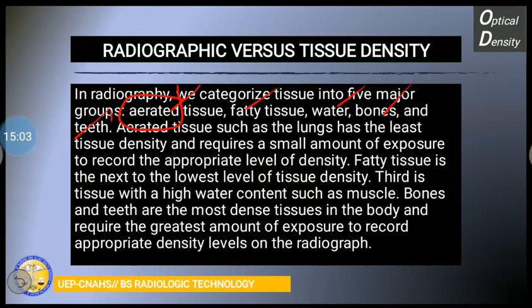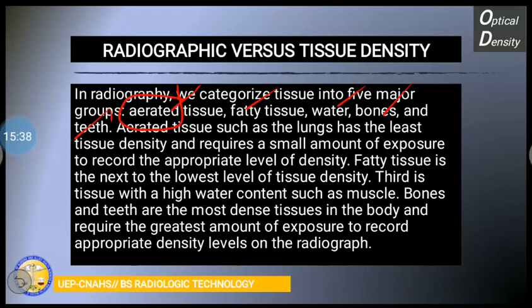So, aerated tissue such as the lungs has the least tissue density and requires a small amount of exposure to record the appropriate level of density. Fatty tissue is the next to the lowest level of tissue density. Third is tissue with a high water content such as muscle. Okay, next, bones and teeth are the most dense tissues in the body and require the greatest amount of exposure to record appropriate density levels on the radiograph.